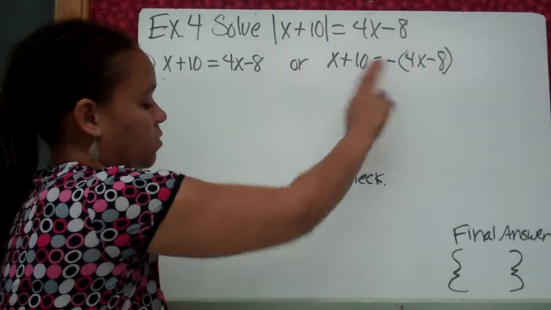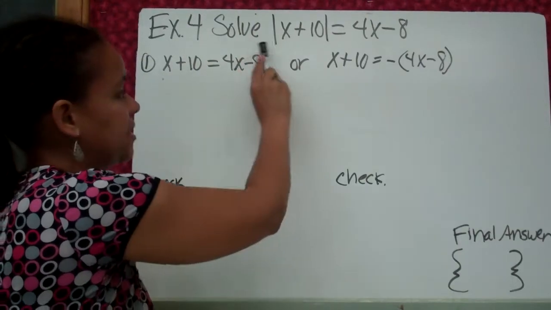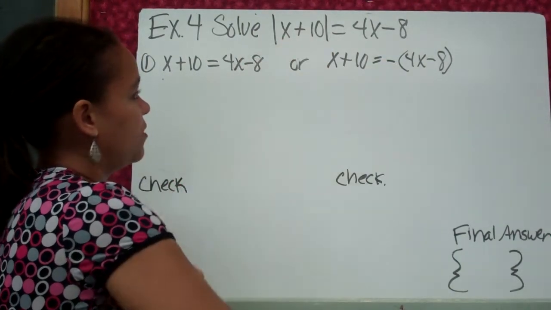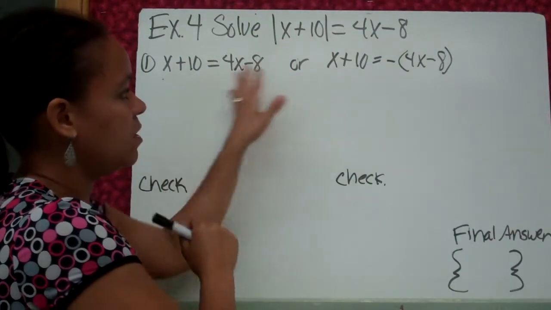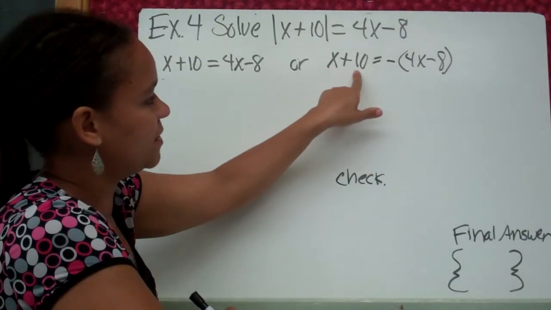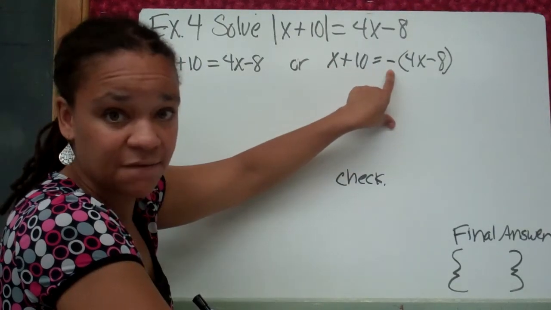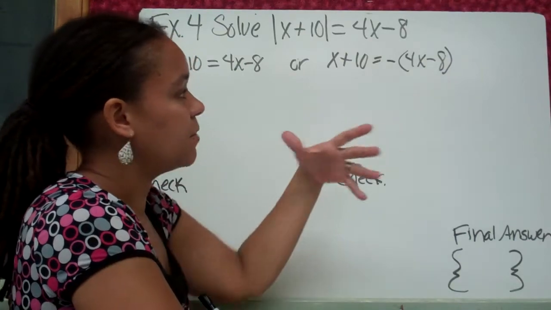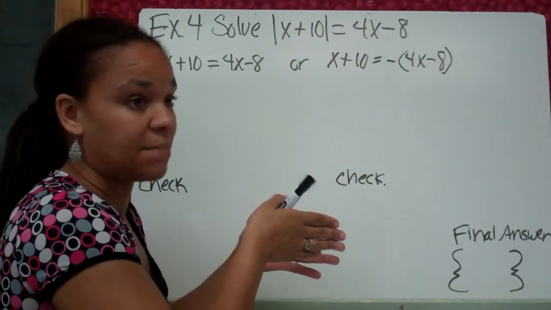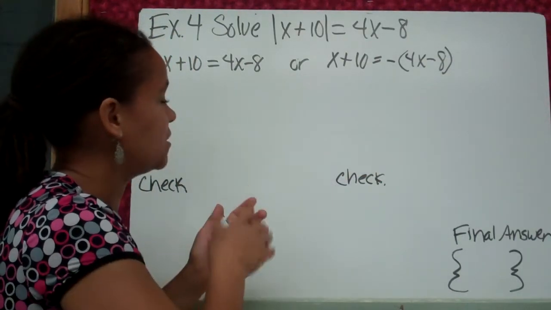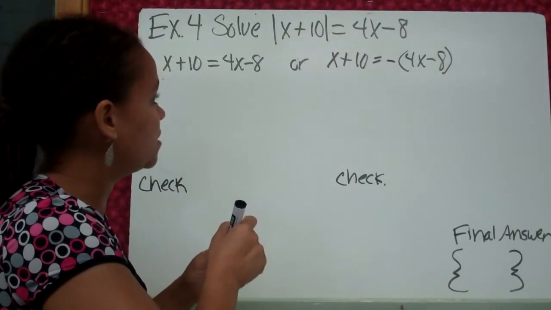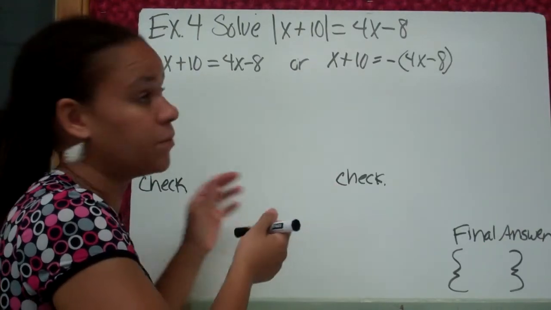So we created two equations. The first one is exactly as you see it without the absolute value signs, and we're going to solve that one. The second one, I have x plus 10 is negative 4x minus 8, because it could be positive or negative. Whenever you take out the absolute value, remember it's going to come out to the positive answer. So let's go ahead and solve these two and then check our work and see what we get.